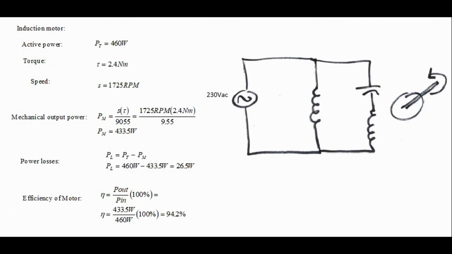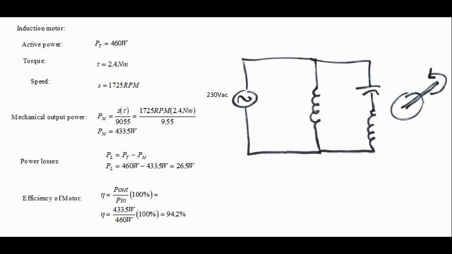Here is an induction motor with an active power of 460 watts. This is also the power into the motor. We have also measured the torque to be 2.4 Newton meters and the speed to be 1725 RPM. If the motor is in rotation, then we have mechanical power. Then we use our formula, and in this case we calculate that the mechanical power is 433.5 watts.